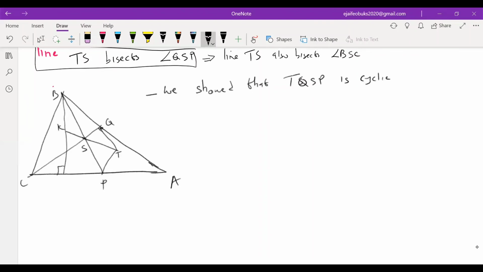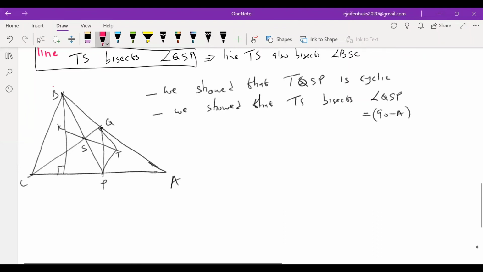Then we also showed that TS bisects angle QSP. And not just that, we also know what it is bisected into: 90 minus A here, 90 minus A here, and 90 minus A as well. Then initially from the problem we had here 90 minus C, 90 minus C.